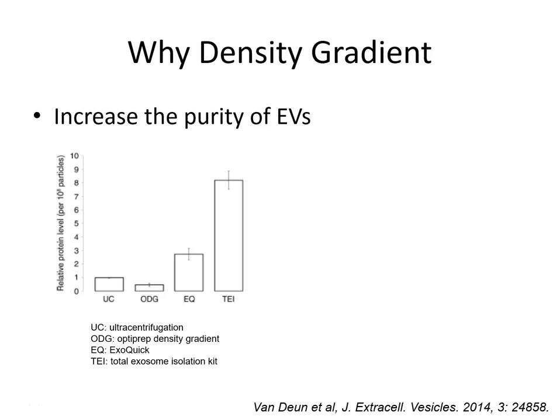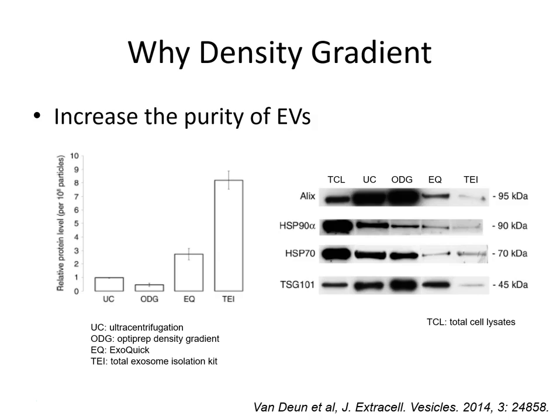From Van Deun's work, they have shown that the relative protein level for particles is the lowest in the OptiPrep density gradient as compared with other purification methods such as ultracentrifugation, ExoQuick, and Total Exosome Isolation kit. In addition, even marker proteins, ALIX and TSG101, are enriched when the OptiPrep density gradient was used, as compared with other isolation methods. These results suggest that the OptiPrep gradient may be helpful to get rid of contaminant proteins and increase the purity of EV isolates.